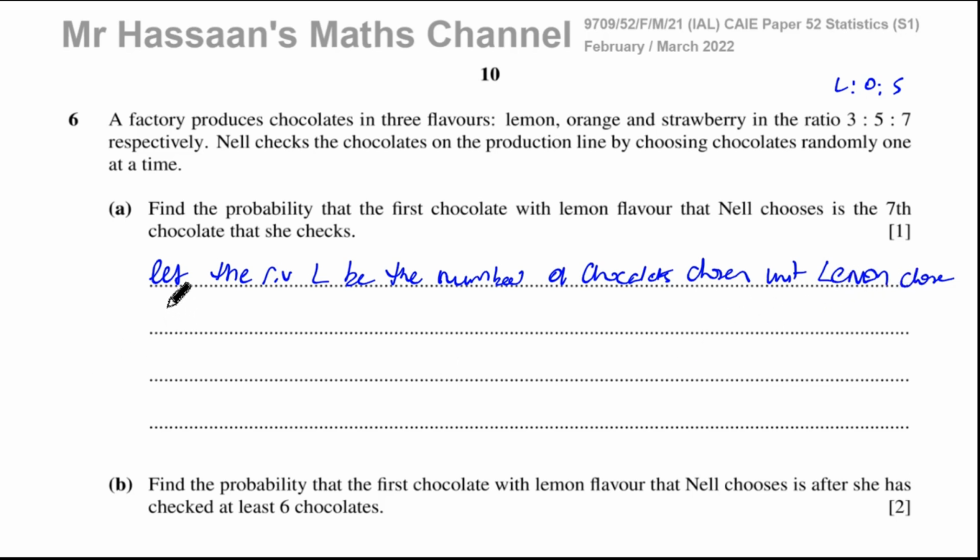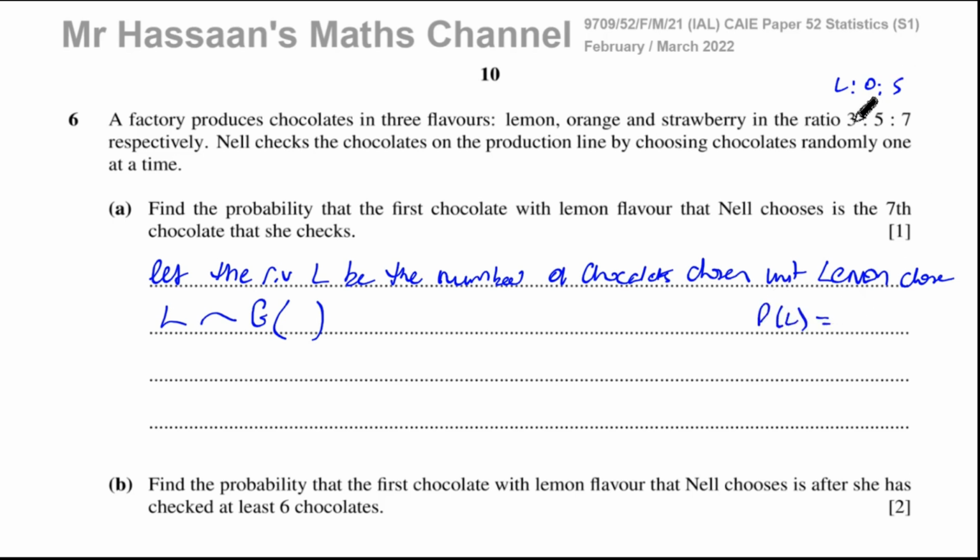So the random variable here is going to be such that it is a geometric distribution. It's a random variable which is geometrically distributed. So L is geometrically distributed, and the probability of success is going to be, well, it's either lemon or not lemon. So here we're concerned with the probability of choosing a lemon.